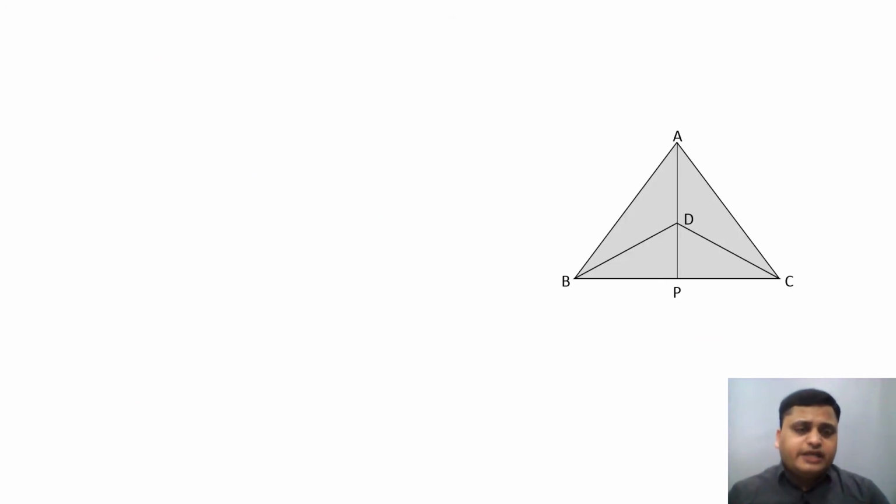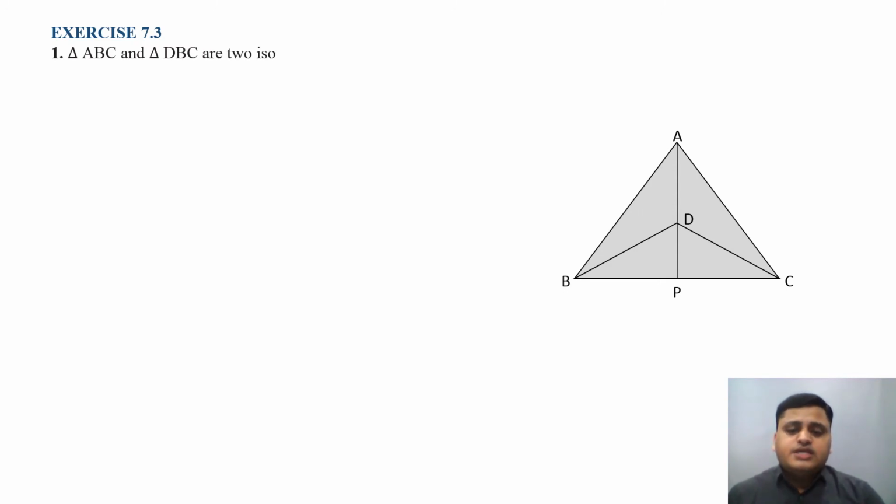In this you can get a question in the figure which was given. We are going to start a new exercise, exercise 7.3. You can see this figure in which one triangle is ABC, and one more triangle is BDC. So ABC and DBC are two isosceles triangles, both lying on the common base BC. Till this it is clear.